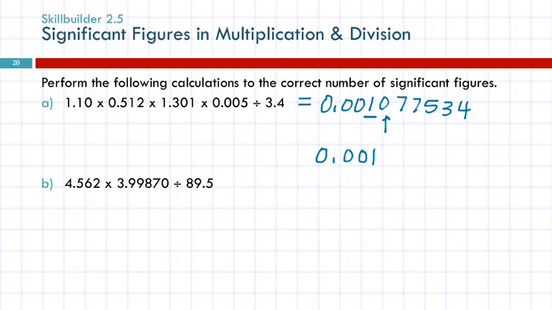Let's do this one. Let's predict how many sig figs the answer should have. 3. This number has 3 sig figs. This has more than 3, and that has 4, which is also more than 3. So then we'll keep that in our mind. 3 sig figs. Do the calculation. 4.562 times 3.99870 divided by 89.5.